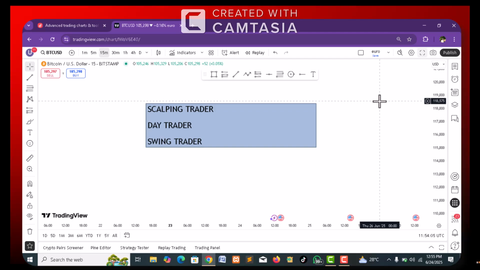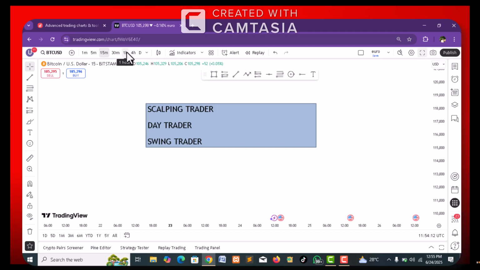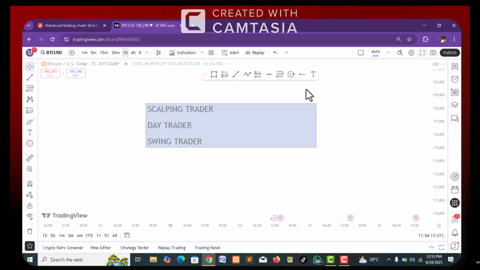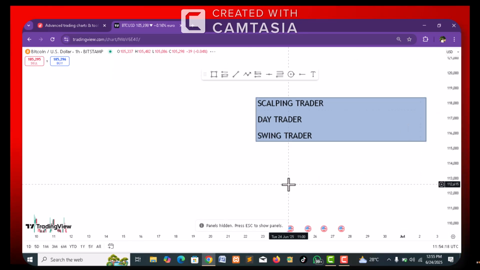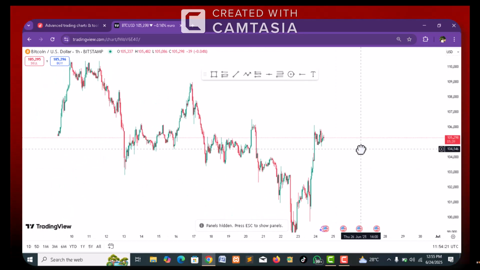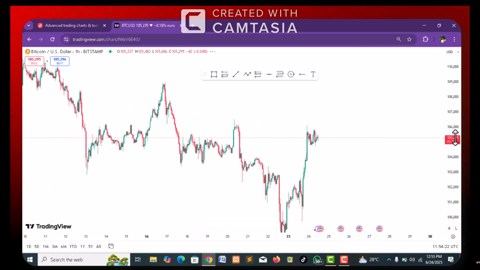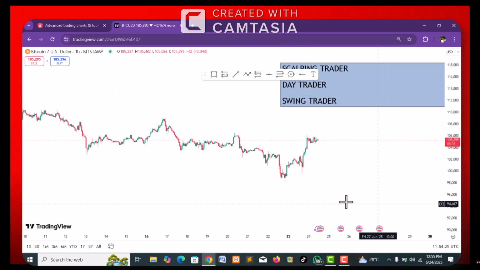Scalpers, if they want to do top-down analysis, where do they start? Their main insight is in the 1 hour. As you can see, this is the 1 hour time frame. Let's click on the 1 hour time frame. This is BTC. So let's click on the 1 hour time frame and see. As you can see in BTC, what is happening? The market is going up.